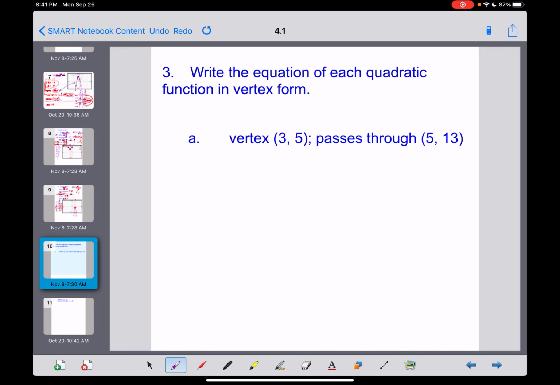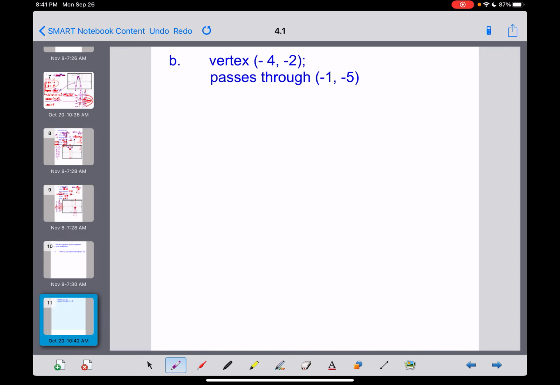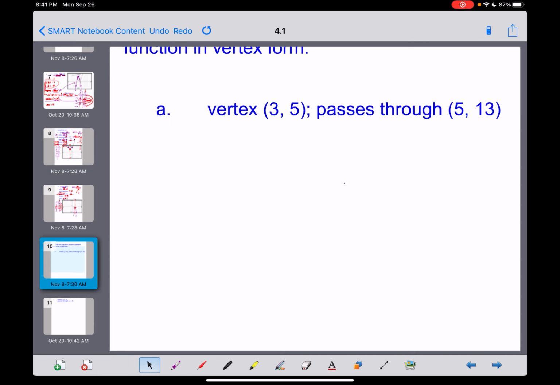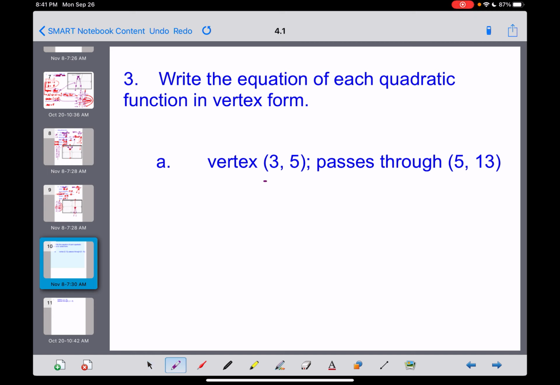And the last one, I've got 2 of these, but I think I'm just going to do one with you here and then we'll be done. Write the equation of each quadratic function in vertex form. So what's going on here, guys? I've given you the vertex, which is at the point 3, 5, and then I've said that it passes through the point 5, 13. So since we're talking vertex form, let's write that out.